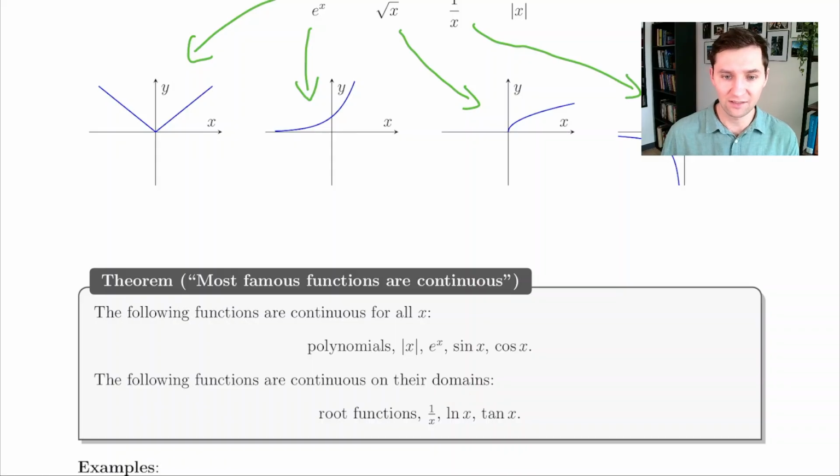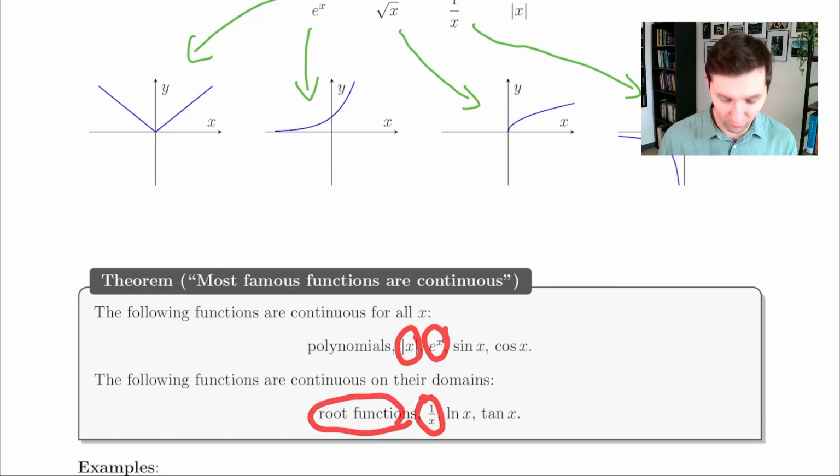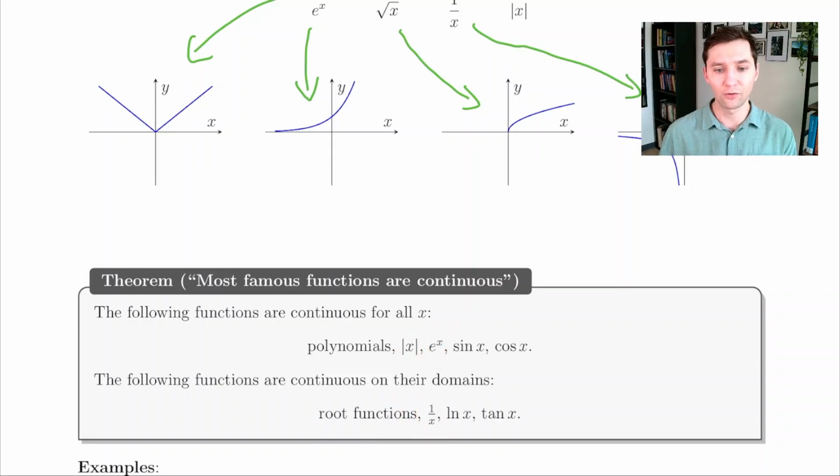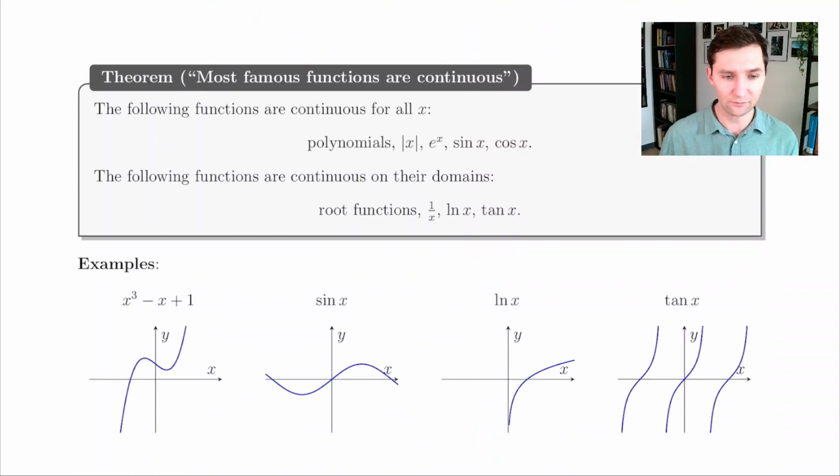You have already seen the graphs of absolute value of x, e to the x, square root of x, and 1 over x. Let me show you a few other examples. Here, you have first a graph of a polynomial. That function is continuous. The graph of sine of x also suggests that sine of x is continuous.